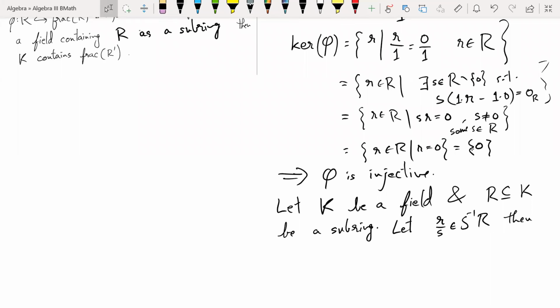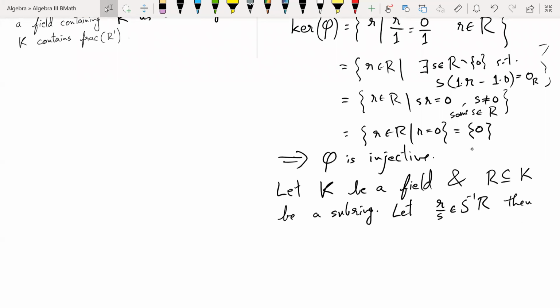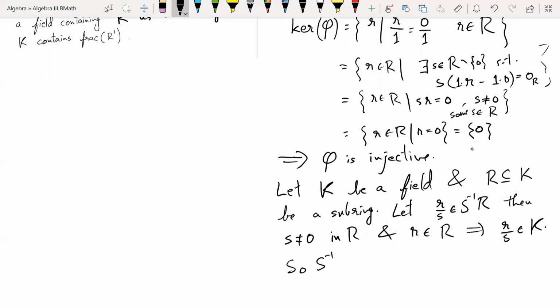So for now I'll write it in a bit of a vague way. R over S belongs to S inverse R. Then of course, S is not equal to 0 in R, and R belongs to R, which implies R over S is an element of K. So S inverse R is contained in K.